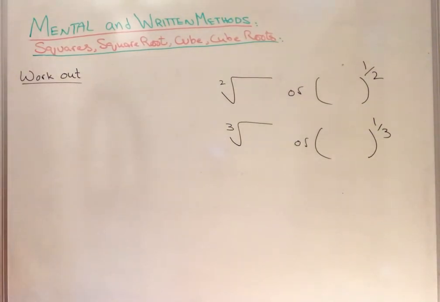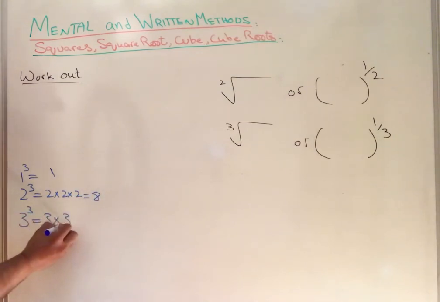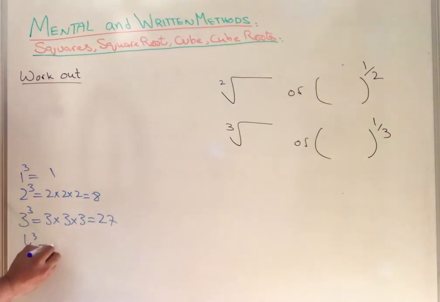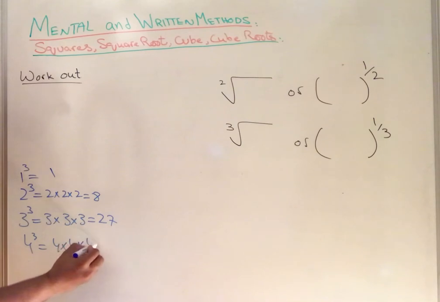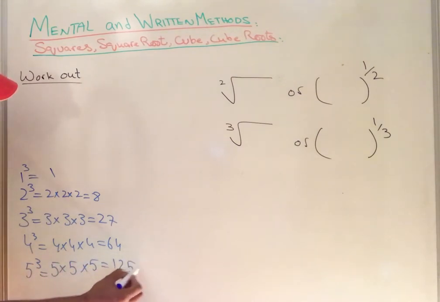If you write down cube numbers, 1 cubed is 1, 2 cubed is 2 times 2 times 2, which is 8, 3 cubed is 3 times 3 times 3, which is 27, 4 cubed is 4 times 4, 16, times 4, 64, 5 cubed is 5 times 5, 25, times 5, 125, and so on like that. So it depends on the question.